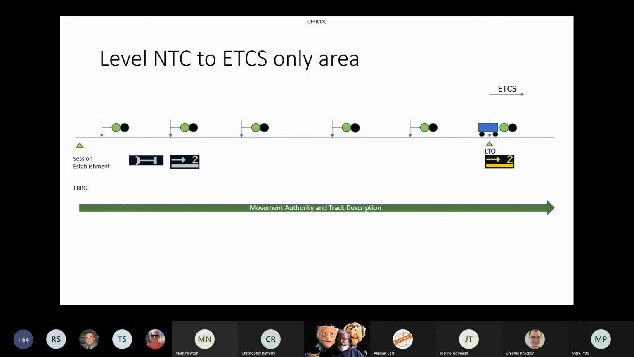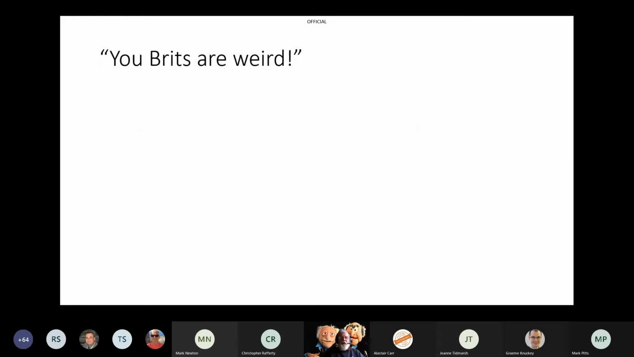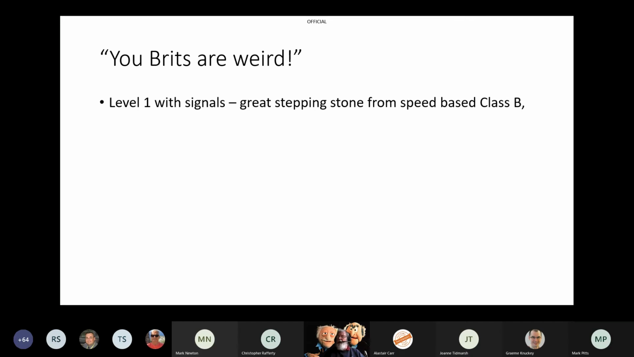When myself and my colleagues meet our friends from Europe, one of the comments is that you Brits are weird, because they don't understand some of the things we do. For them, one of their best ways of getting towards ETCS is to use level 1 with signals, partly because their current ATP systems often involve having Balise groups placed at the signals. They have the line-side encoding units to convert the information from the aspect into telegrams, and they see it as a great stepping stone from their speed-based Class B system to an ETCS operation.